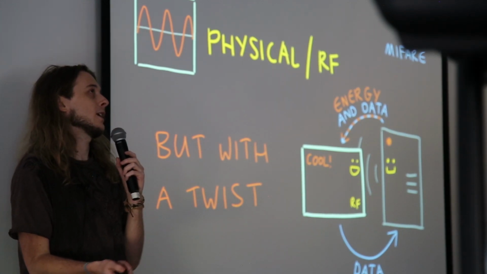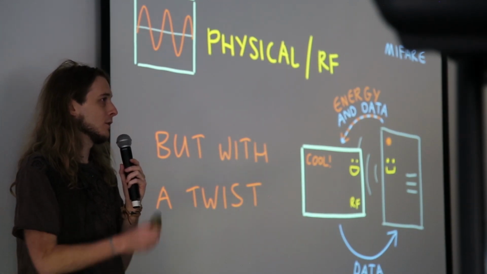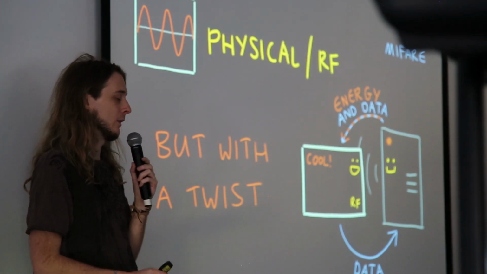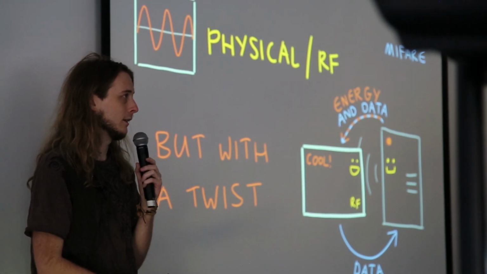You couldn't just use on-off keying, for example. You can't just turn off the field to represent a 0 and turn on the field to represent a 1.